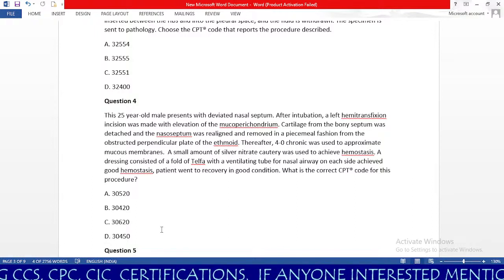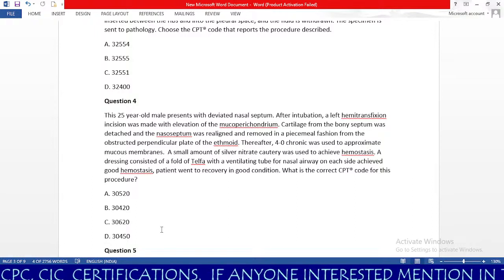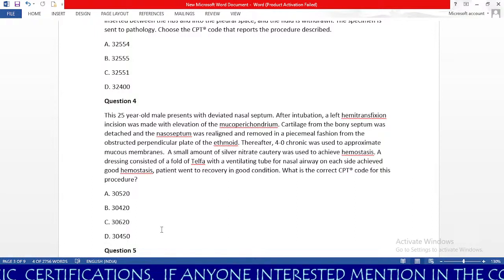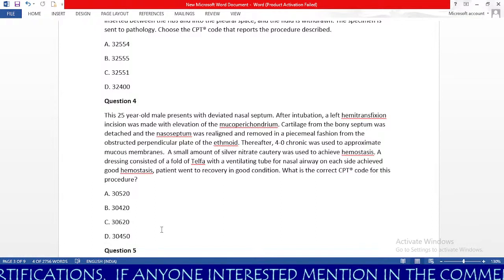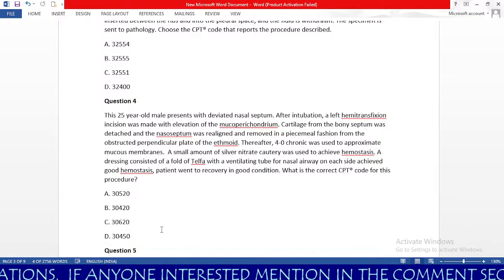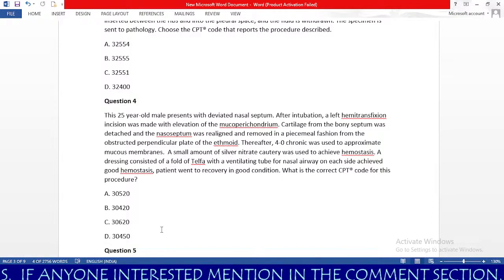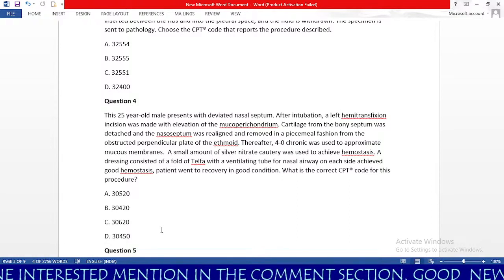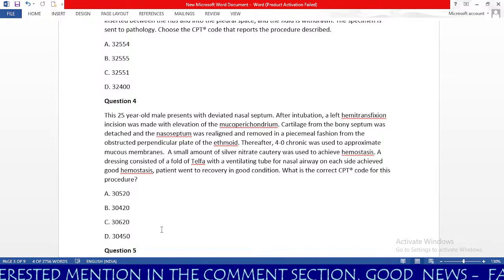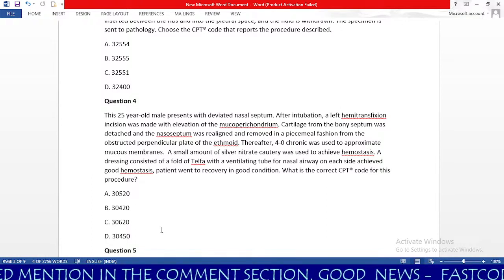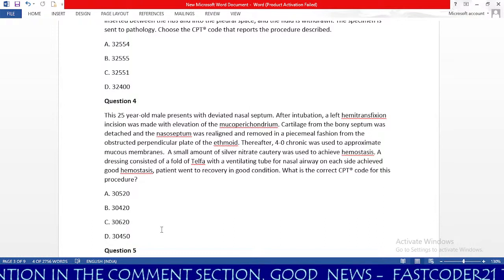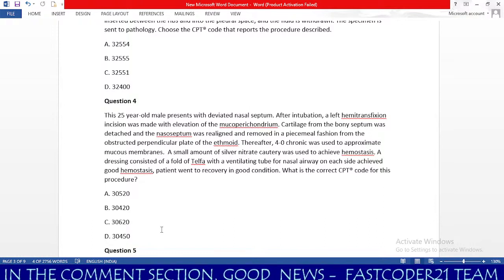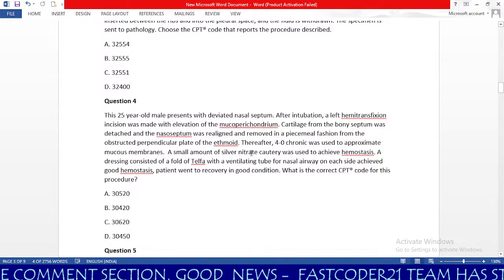So this 25-year-old male presents with deviated nasal septum. Whenever you code any type of procedure, you need to consider the medical necessity of the procedure performed. So here the patient has deviated nasal septum. This is the keyword here, deviated nasal septum.